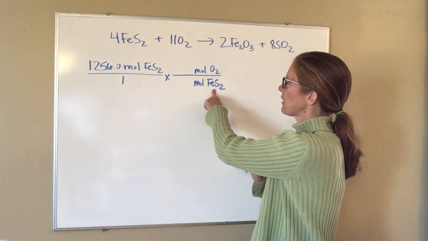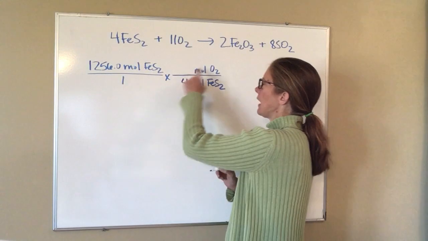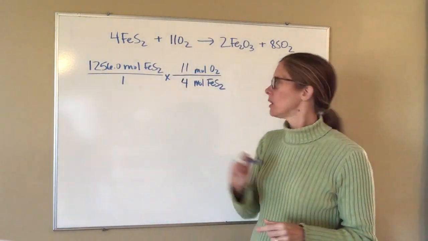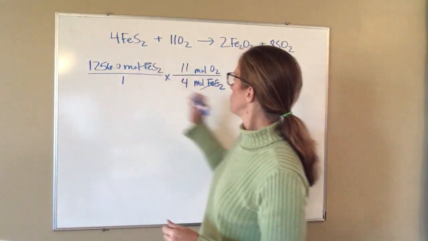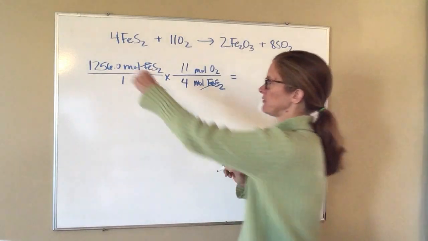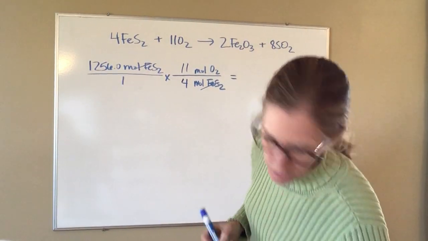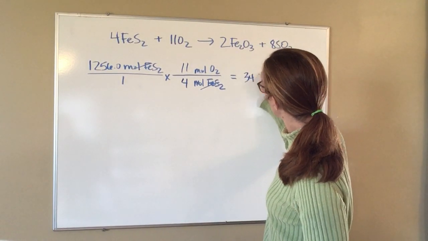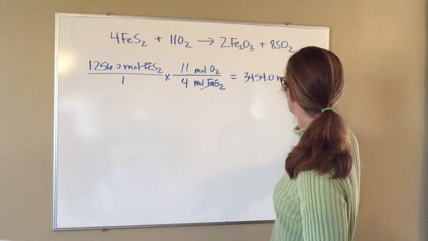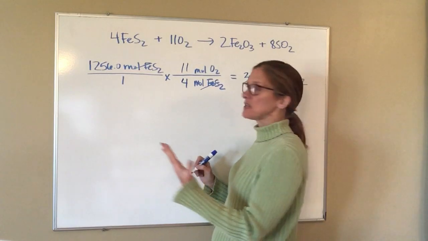Okay, so moles of FeS2 from the equation is a 4 down here, and moles of oxygen is an 11 from up here. So moles of FeS2 will cancel out. And so when you type this into your calculator, 1256 times 11 divided by 4, and that will give you 3454.0 moles of O2.